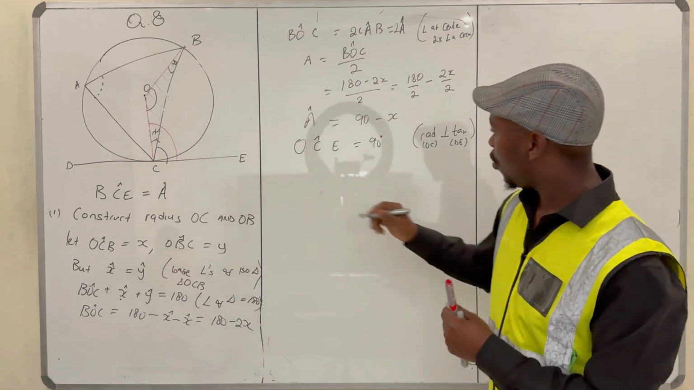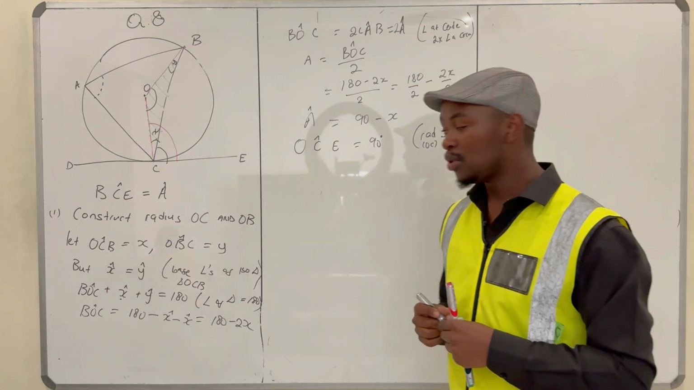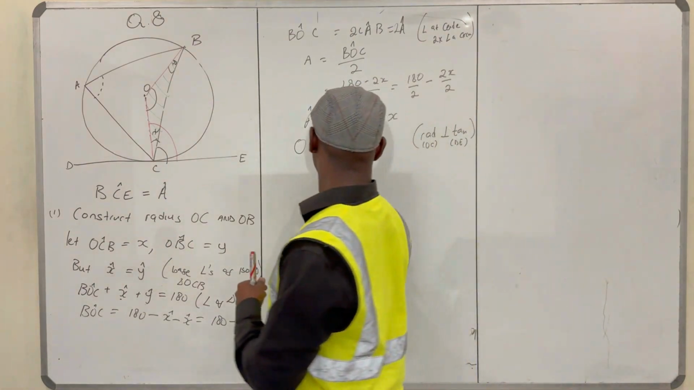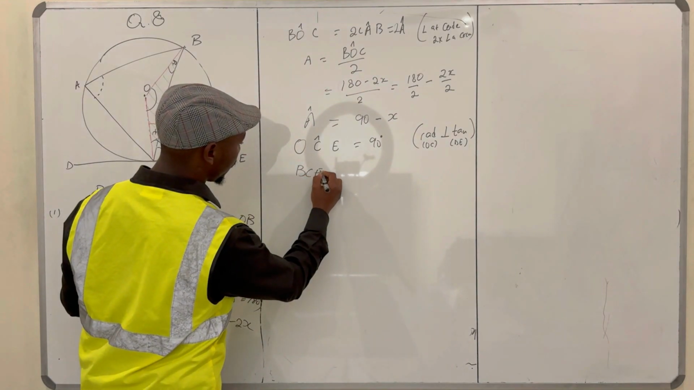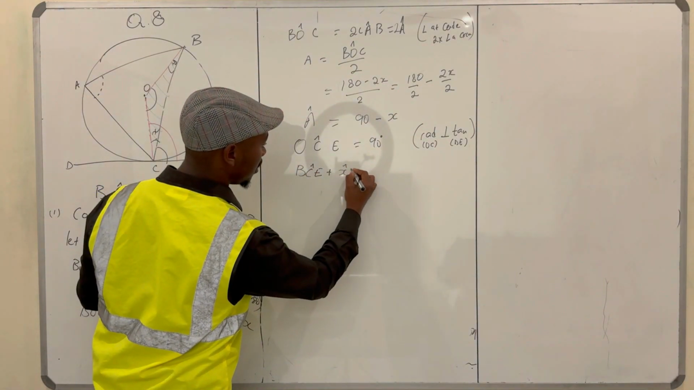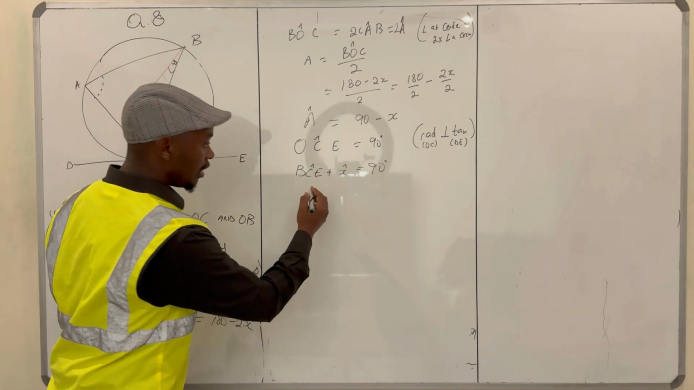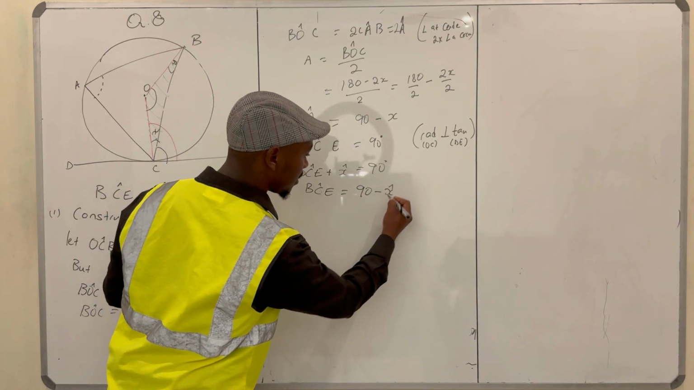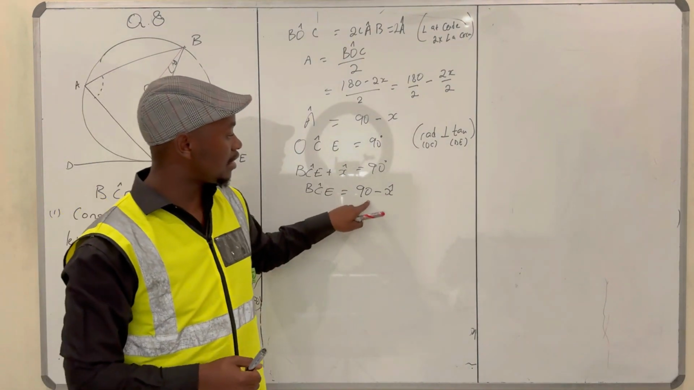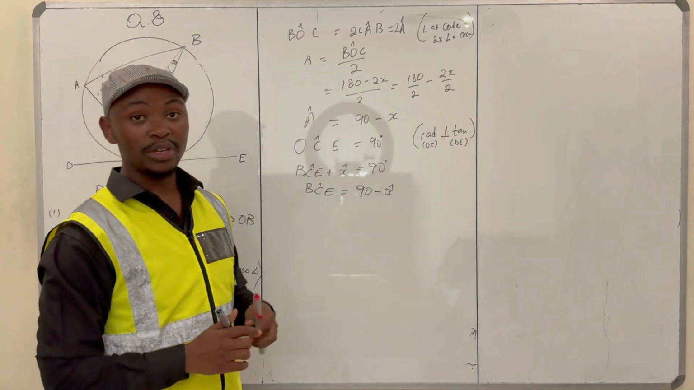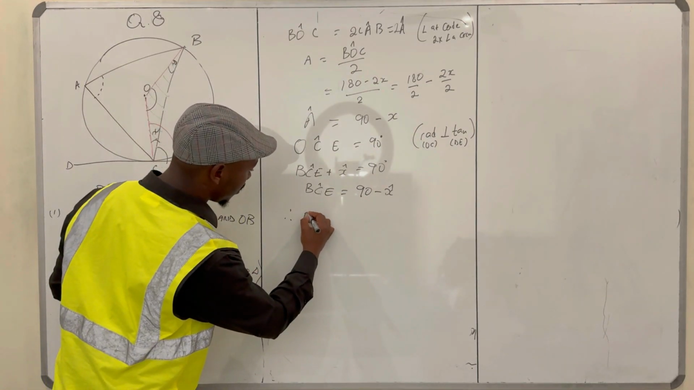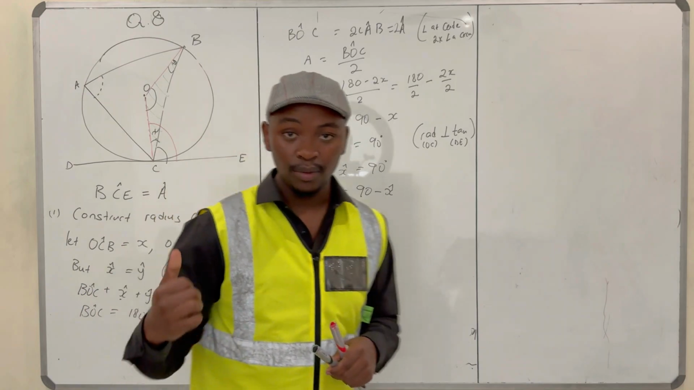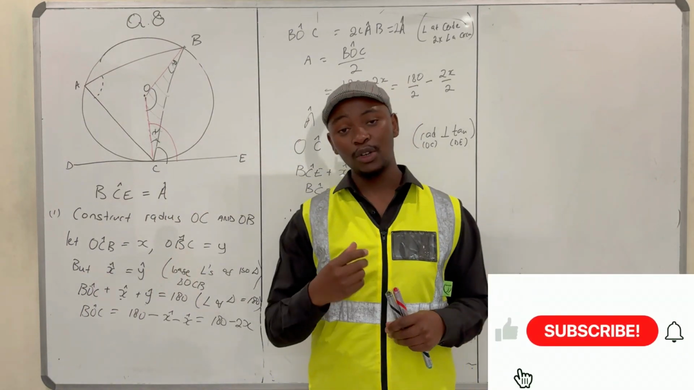Alright, now what makes up OCE? OCE is made out of the angle X and the angle that we're looking for, which is BCE. So this is going to be your BCE plus the angle X. These make up 90 degrees. To solve for BCE, we make it the subject of the formula, so this is going to be 90 minus X. So we found that BCE is 90 minus X. Remember that we also said A is equal to 90 minus X. Therefore, BCE is equal to angle A. Right, we have just proven the tangent-chord theorem.